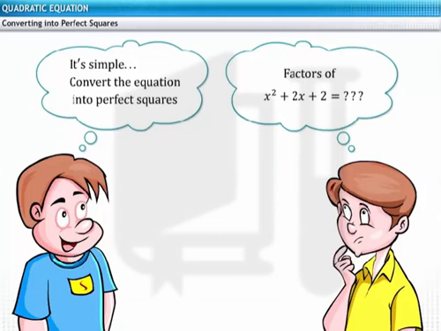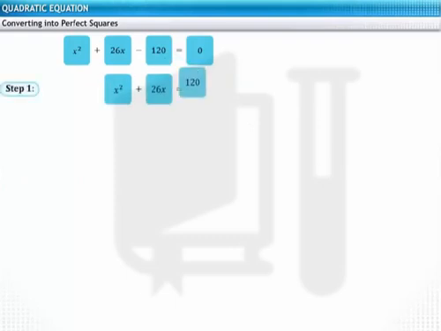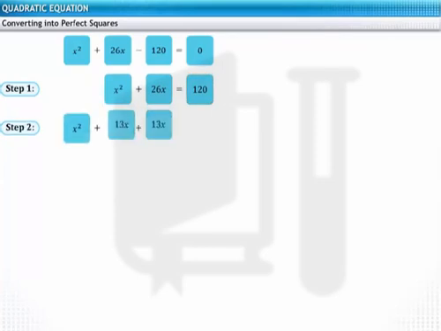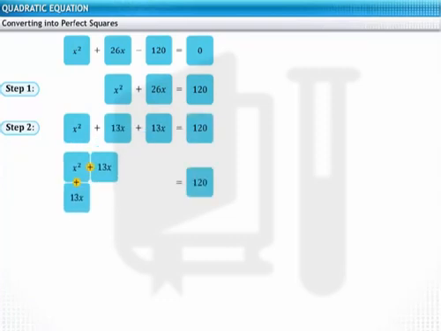Let's verify this method by taking up again the quadratic equation x squared plus 26x minus 120 is equal to 0. Step 1. Bring the constant value minus 120 to the right-hand side of the equation. The resultant equation is x squared plus 26x is equal to 120. Step 2. Divide the second term 26x into two equal parts. Each part is 13x. The diagram shows the corresponding changes.